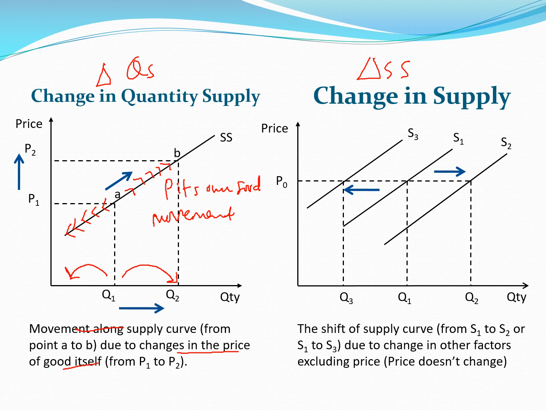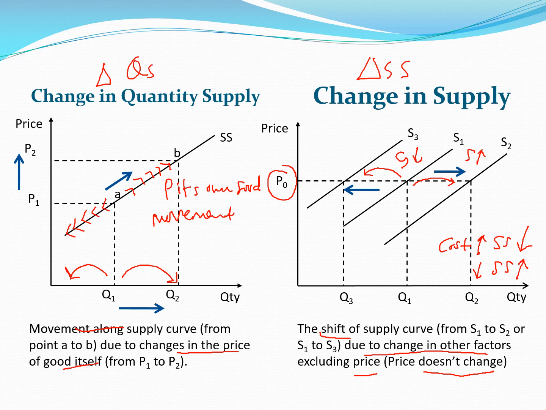Meanwhile, a change in supply is a shift due to a change in other factors. Except the price, you keep the price constant. So if the price is constant at P0 here, however, supply may increase or drop. I give the example of cost here. If your cost of production increases, supply will drop, shifting to the left. So here supply drops, here supply increases. But if the cost of production drops, your profit margin increases, so supply will increase, shifting to the right. Q increases from Q1 to Q2.